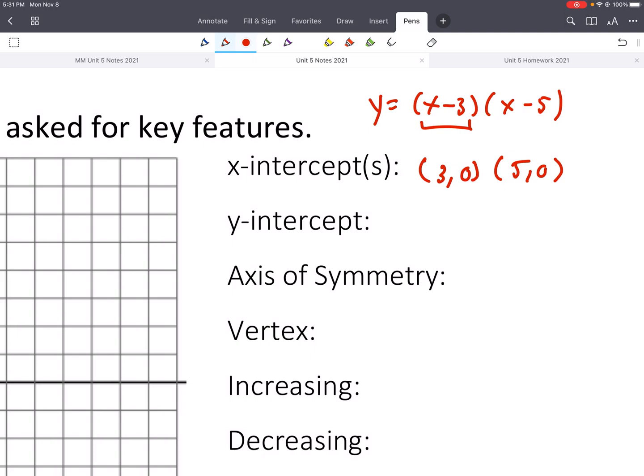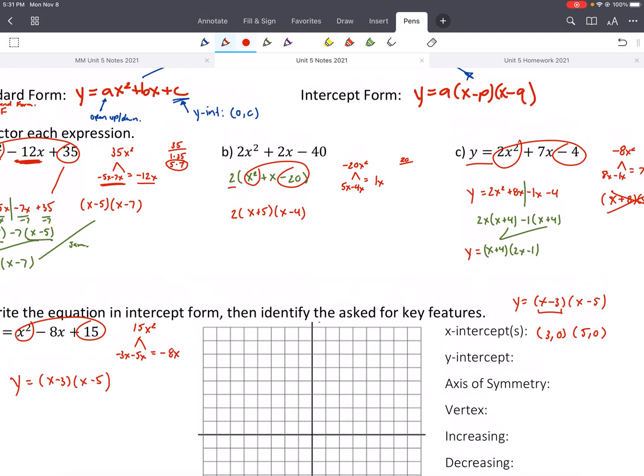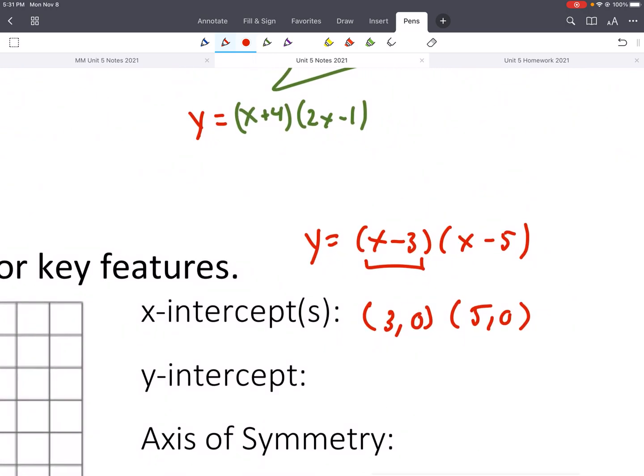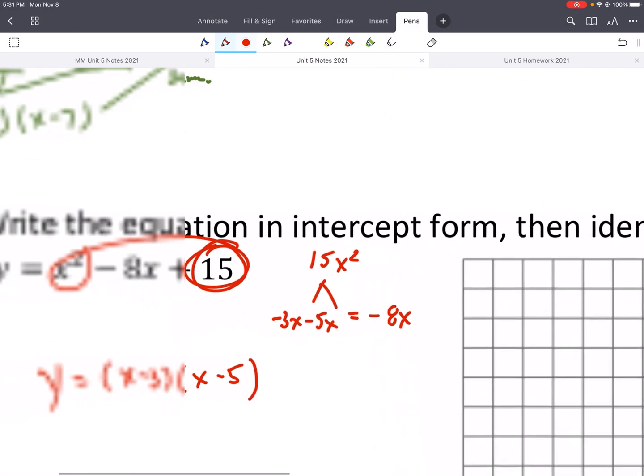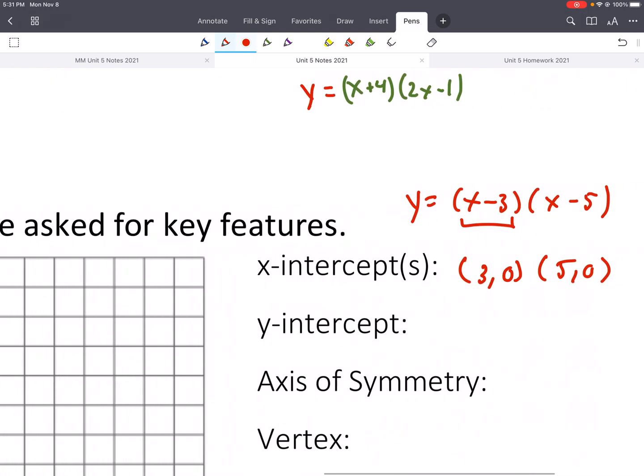And then our y-intercept, again, we kind of mentioned this at the very beginning, that the constant gives us our y-intercept. So here, it's 15. You have to look at your equation in standard form, because in intercept form, we can't find our y-intercept. So we look over at our original equation. Here's our c, it's 15. So our y-intercept would be 0, 15.